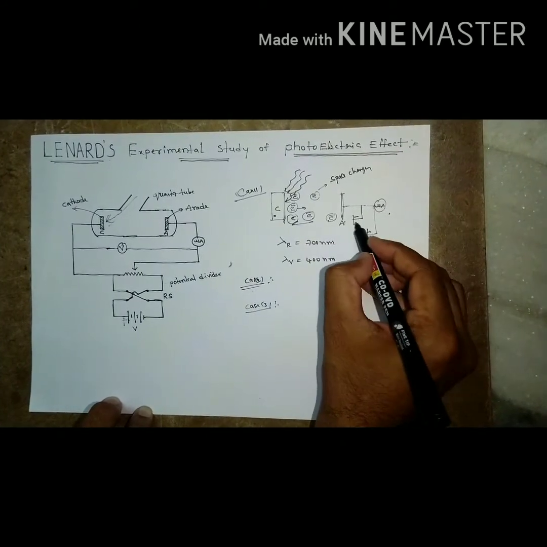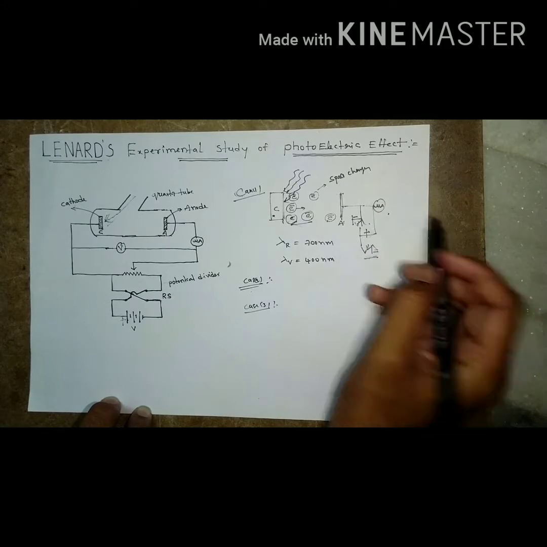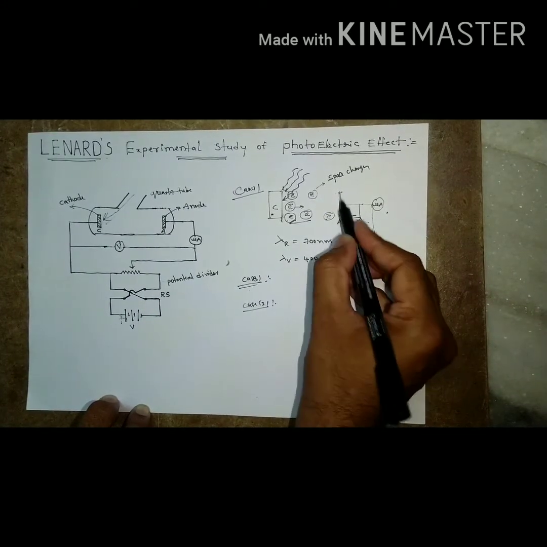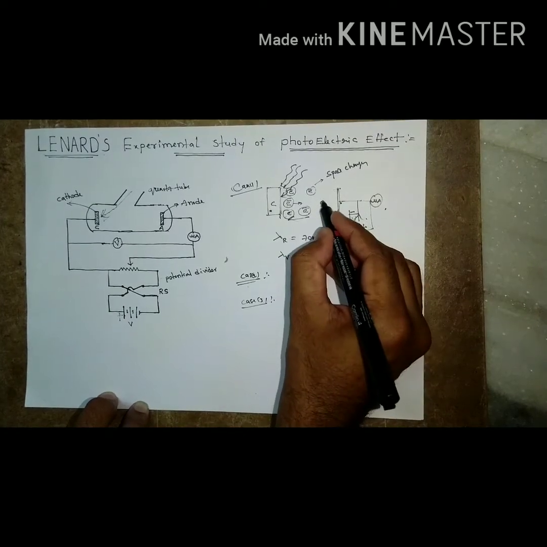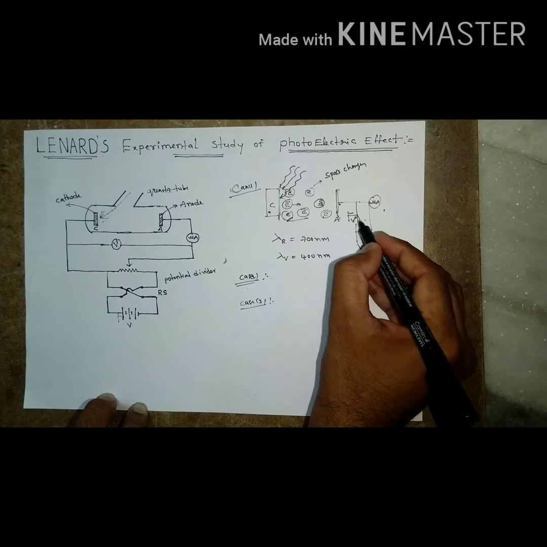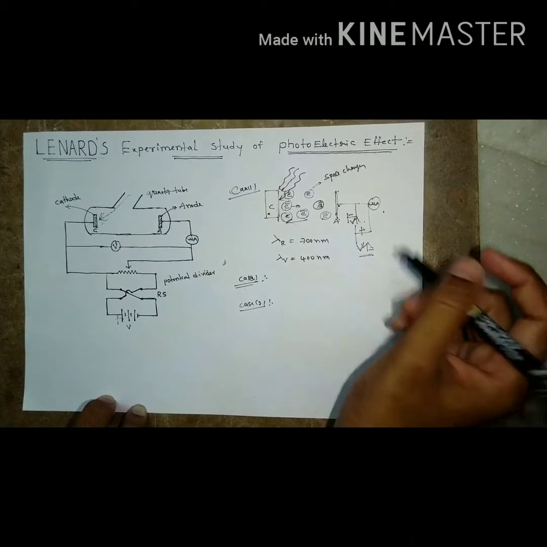Okay, and this potential increases. Even the high energetic electrons do not reach the anode. These high energetic electrons come to rest. That potential is called the stopping potential. So what is the stopping potential?